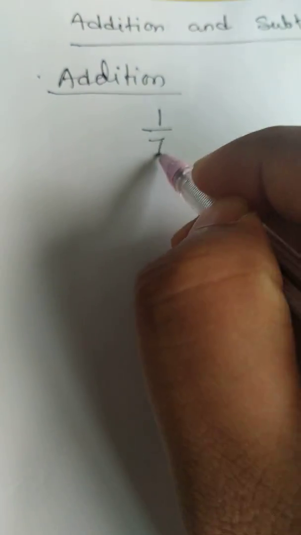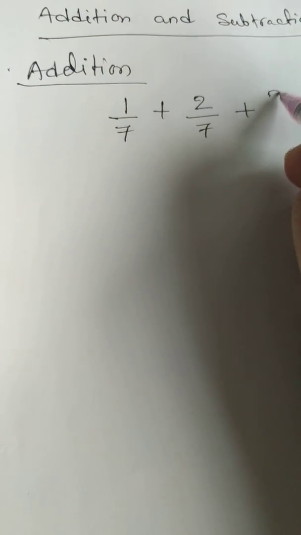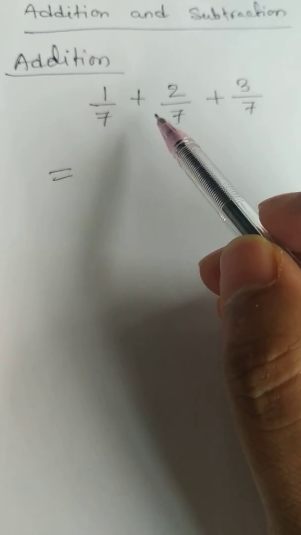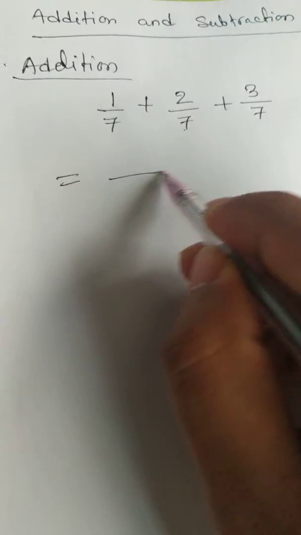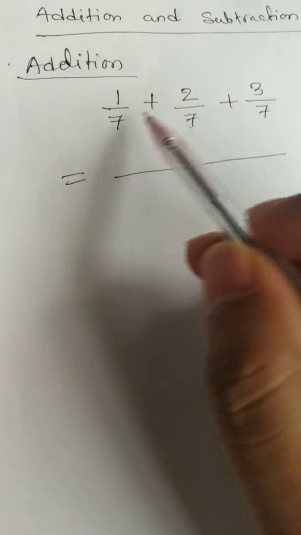for example, addition. If the denominators of 2 fractions are same, or 3 fractions are same, how to add them? It's very easy. Let us consider 3 fractions. If the denominator is same, how do we add? First of all, we make a straight line, then put the same denominator.